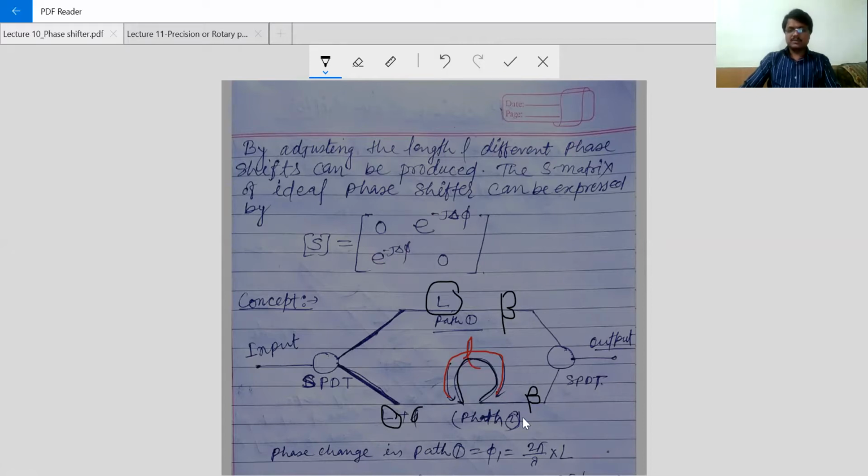So what is the path difference then? Path difference is capital L plus small l minus capital L, so path difference will be l. And what will be the phase change? That is given by beta into delta L, and delta L is nothing but l. So phase change will be beta l. That is very simple.